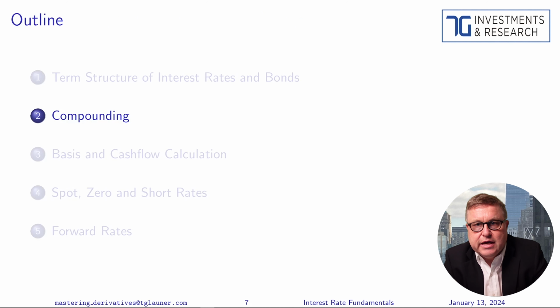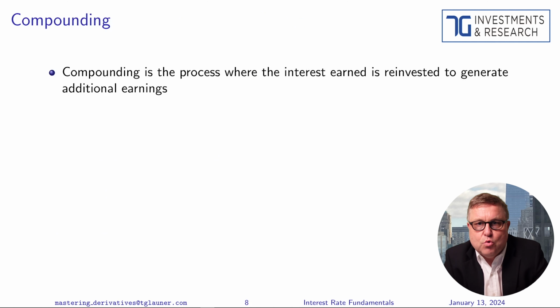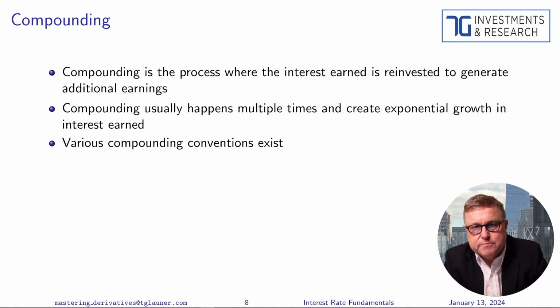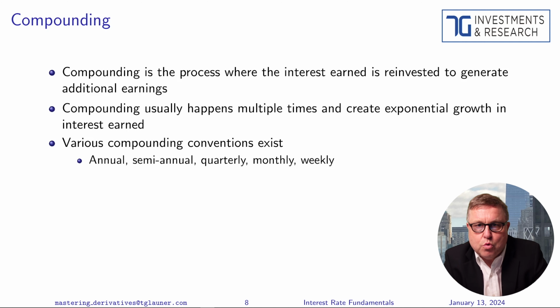Let us proceed and discuss compounding. Compounding refers to the process whereby interest is earned, then reinvested, leading to the generation of additional earnings. This typically occurs multiple times in a period, resulting in exponential growth rather than linear growth in the interest accrued. There are various compounding conventions which pertain to the frequency of compounding events. For instance, these can be annual, semi-annual, quarterly, monthly, weekly, or daily.